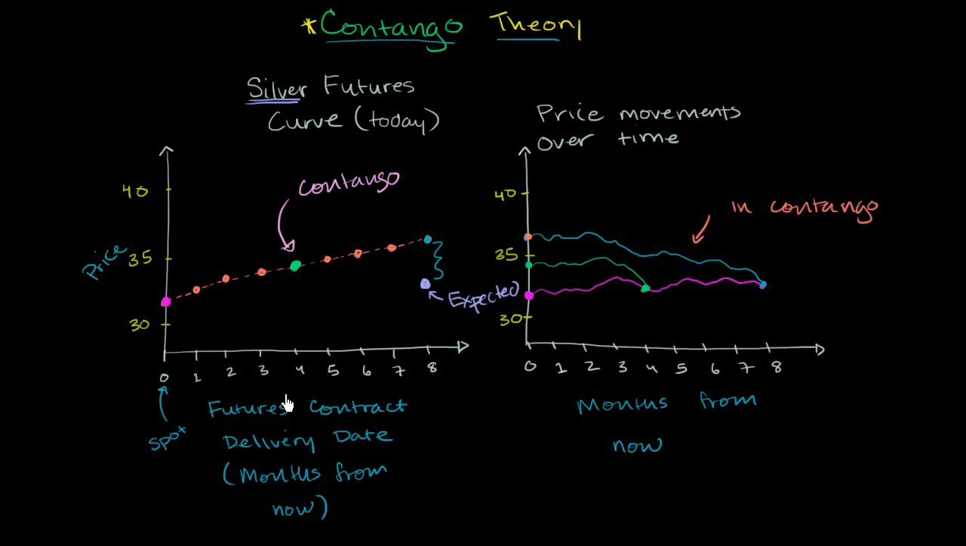If you hear a commodities trader say that a market is in contango, they're normally just referring to the fact that you have an upward sloping futures curve. What would technically be called a normal futures curve because it's upward sloping, they would call contango. It sounds a little fancier.